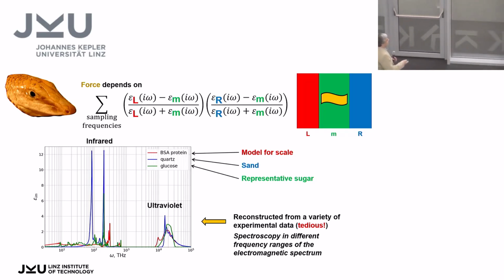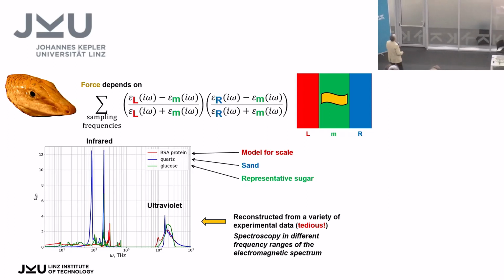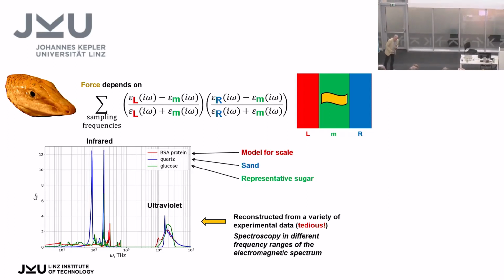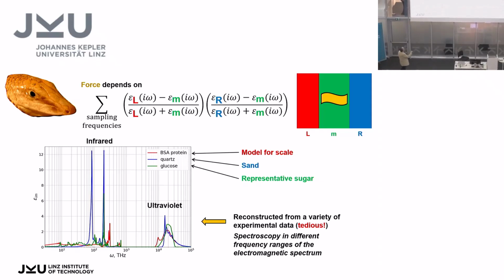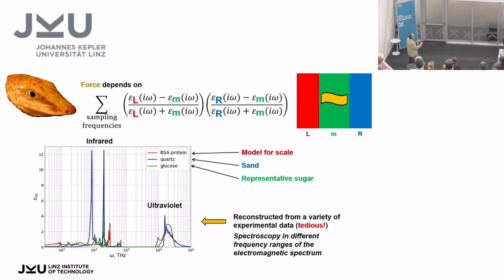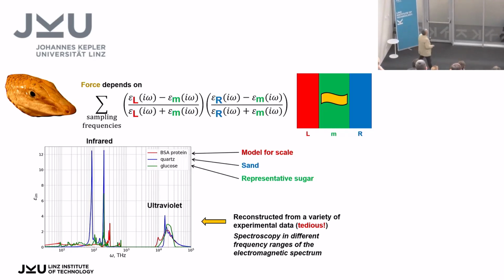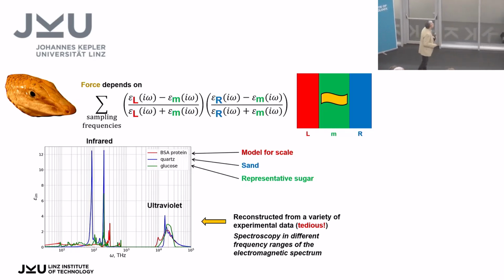And I wrote tedious here because it is a bit difficult to get all this information together to be able to go on. But we were lucky in so far as we could get enough information for these three materials. So BSA is actually bovine serum albumin, a protein in the blood of cows. Humans also have it. We use this as a kind of model for the skin of the lizard. The quartz is clear, it is sand, it's practically silicon dioxide, and glucose is of course a typical sugar.